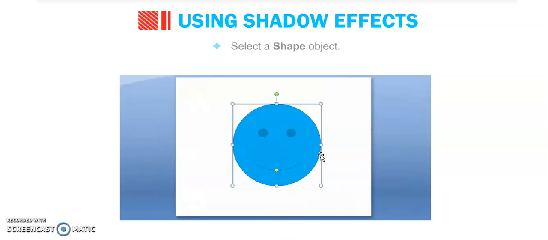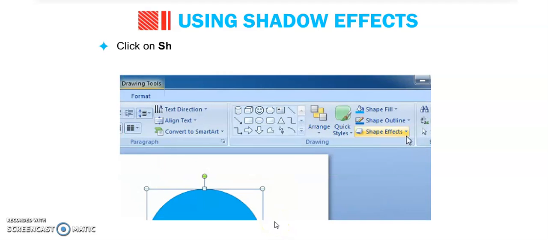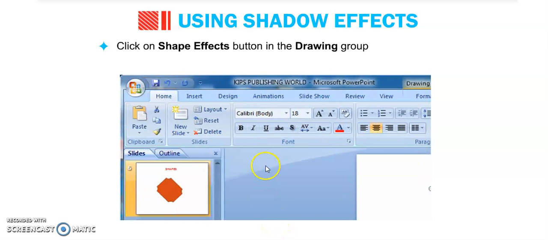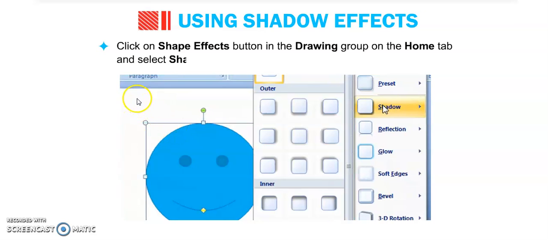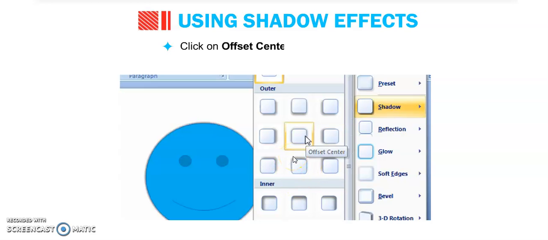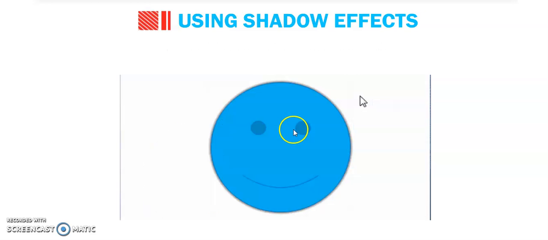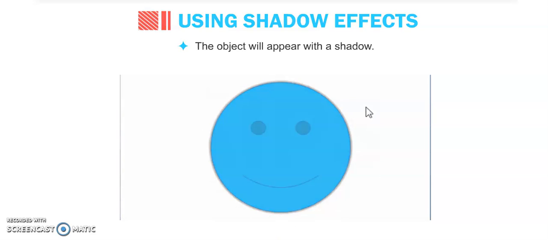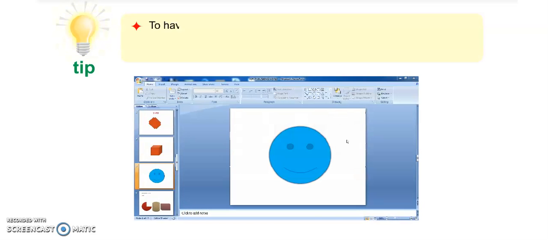First you have to select that shape for giving a shadow effect. Click on the Shadow Effect button in the Drawing group on the Home tab and then select the Shadow option. A drop down menu will appear. Now click on the Offset Center, Outer, or other option. Any option you can select. The object will appear with the shadow. It is up to you which type of shadow you want to give.